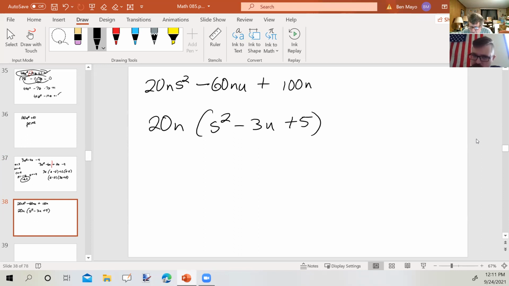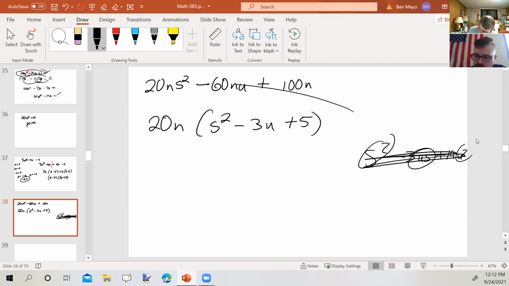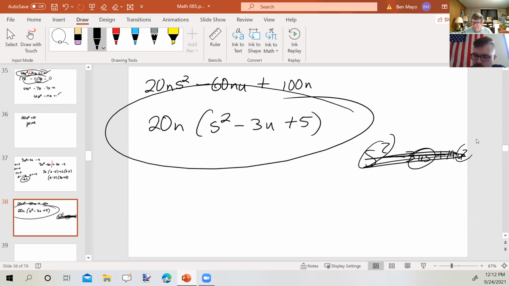There's no way we're going to be able to factor s squared minus 3u plus 5 because we've got different variables. If it was like s squared minus 3us plus 14u squared, something like that, where you've got s squared and u squared and su in the middle, but this isn't going to factor any further. Now, is it prime? No, it's that. Okay.